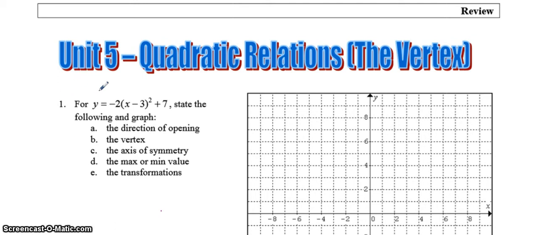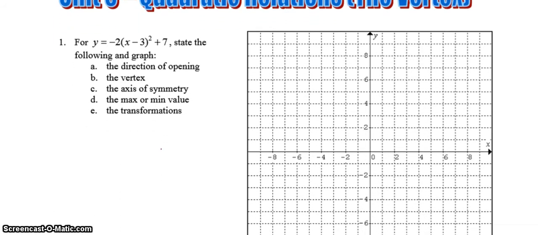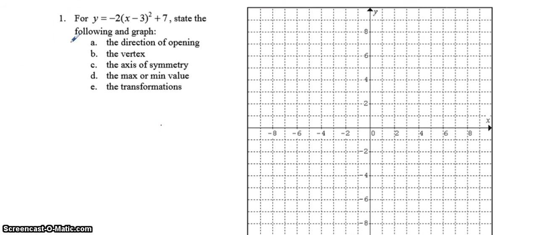Today we will be reviewing the skills from Unit 5 that you will see on the exam and the summative. So the first skill that you need to be able to do is to graph parabolas and state their properties. So the first question is asking you for the direction of opening. Since the a value is negative, that means that that parabola opens down.